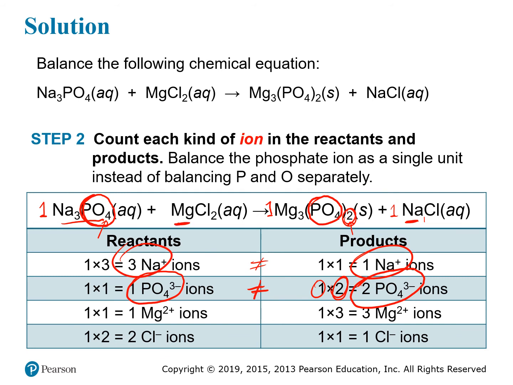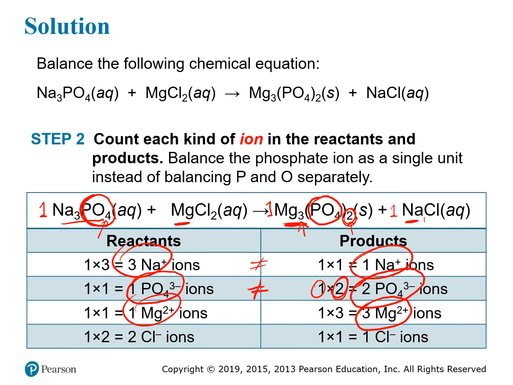The next ion is magnesium. We have 1 on this side, and we have 3 over here. The 3 subscript means this formula unit has 3 magnesium ions. One of those units, 3 magnesiums each, gives us 3 magnesiums.